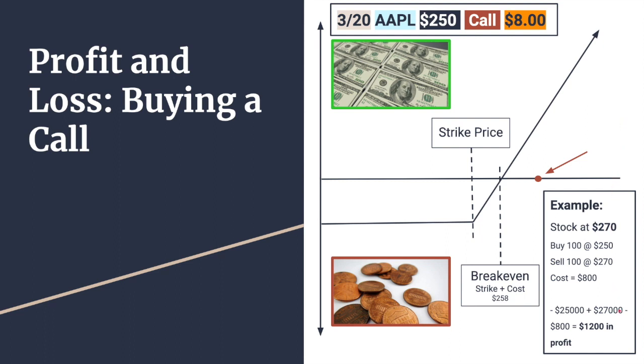So now let's do our calculation. We're buying 100 shares at $250. So that's costing us $25,000. Then we're selling 100 shares at $270, which makes us $27,000. Finally, we have a cost. We already paid a premium for this option, so we have to take away our $800 cost. That leaves us with $1,200 in profit.